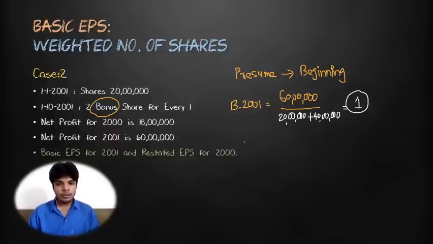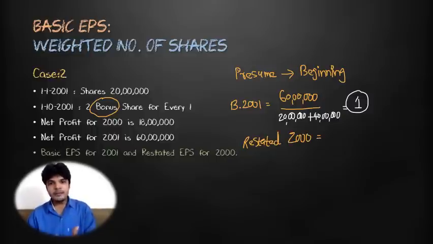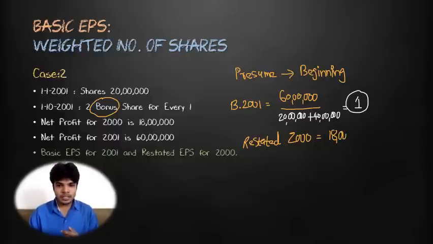Now let us find out the restated EPS for 2000. Here also the numerator will be the profit for that year, which is given as 18 lakhs in our case, but divided by number of shares. Now concentrate here, this is the main point. Number of shares is going to be 60 lakhs.